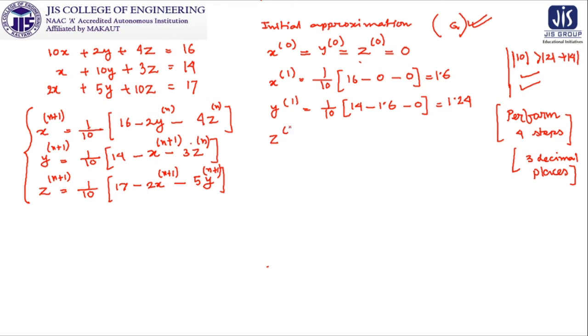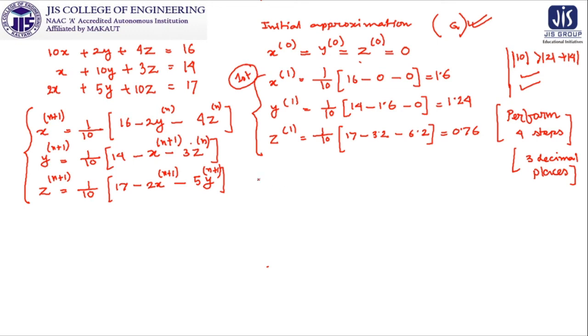And similarly, we are going to put n equal to 0 for z1. From this structure, we get 1 by 10 times (17 minus 2 into x, that is 2 into 1.6, that is 3.2, minus 5 into y, that is 5 into 1.24, that is 6.2), and simplifying it, we get 0.76. So this is nothing but my first iteration.